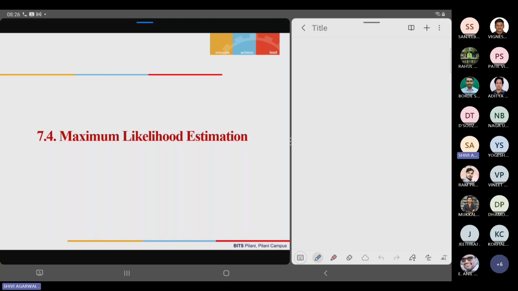Earlier I told you that there are 4 types of estimation: point estimation, interval estimation, hypothesis testing, and significance testing. Point estimation we have done for unbiasedness. Now we are doing another one, known as the maximum likelihood estimation. Interval estimation we completed in the last class, correct? Any query in that one?